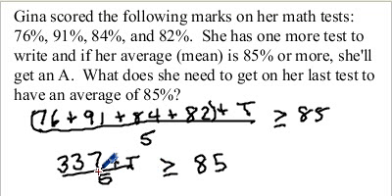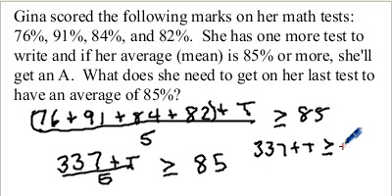Now, because this is division, we can eliminate it by multiplying by 5. That will cancel the 5's out. So we're going to do the same to both sides. Multiply this side by 5, multiply this side by 5. So we have 337 plus t. If we multiply by 5, it'll eliminate that 5, is greater than or equal to 85 times 5, which is 425.